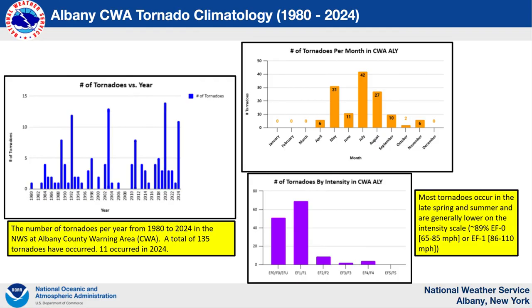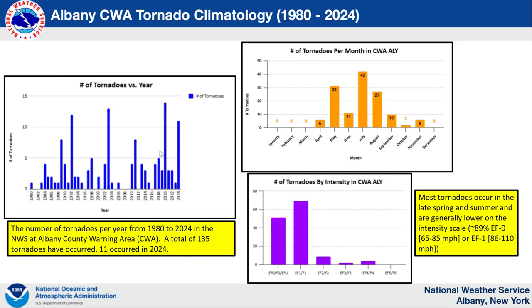Let's briefly review the Albany climatology for tornadoes. This is the county warning area climatology, which covers eastern New York and western New England, southern Vermont, the Berkshires of Massachusetts, and northwest Connecticut, and much of eastern New York. Typically, we average about 3 or so tornadoes a year. Last year was an exception in the Albany forecast year. We had 11 overall. A lot occurred on July 16th.